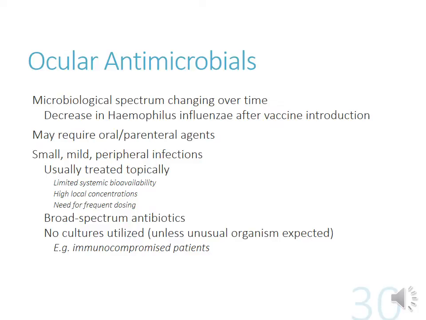Looking at the spectrum of bacteria that we're going to be treating, it changes over time. If you look at things like Haemophilus influenzae, after the vaccine was introduced, you start to see big decreases in the rates of infection by that bug mainly. So again, things will change over time, but in general, when we're treating topically with these ophthalmic products, we're going to be using pretty broad spectrum antibiotics.